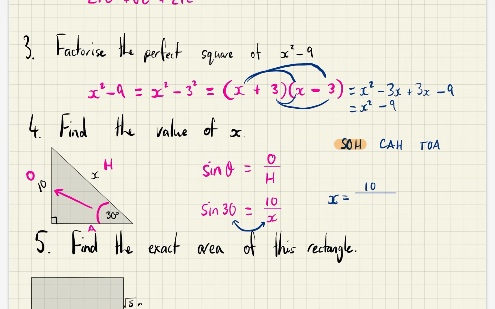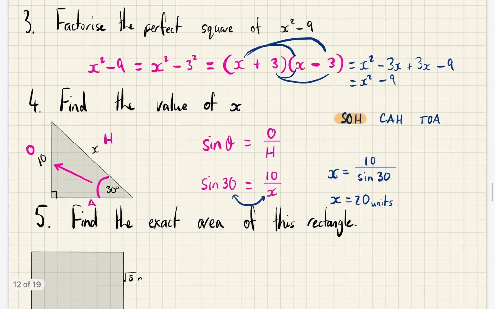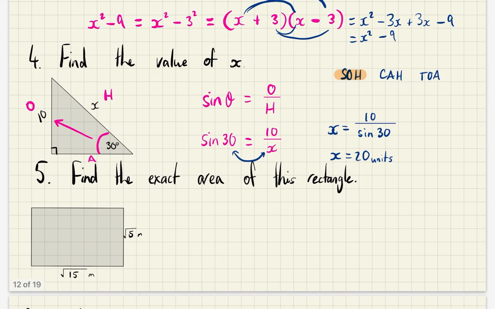So we're going to have x is equal to 10 over sine 30, and then I type that into my calculator. So 10 over sine 30 is equal to 20. So that means x is 20 meters. I'm just going to write the word units because we're not sure if it's centimeters or meters or whatnot.